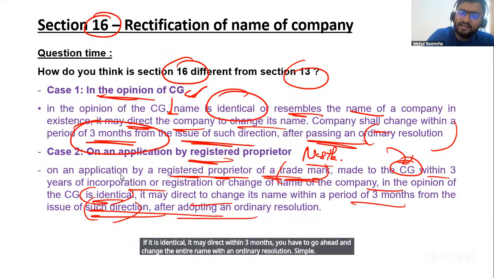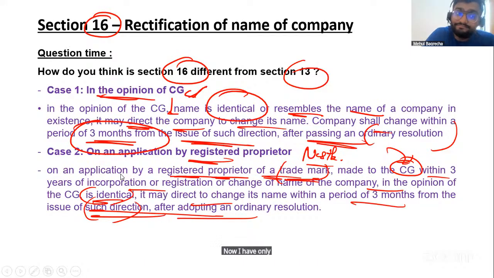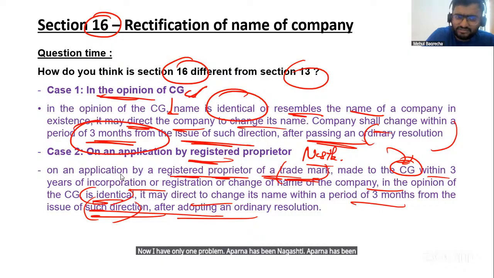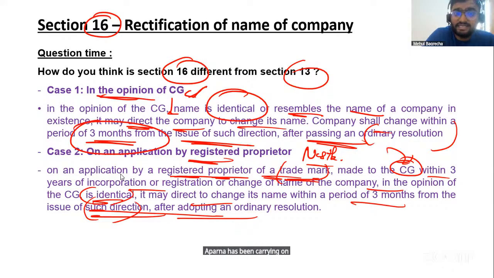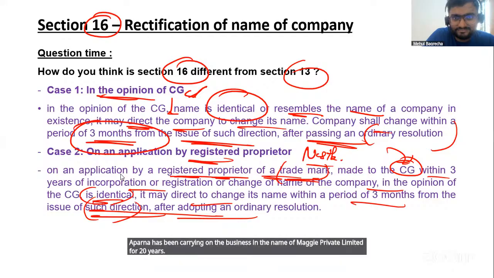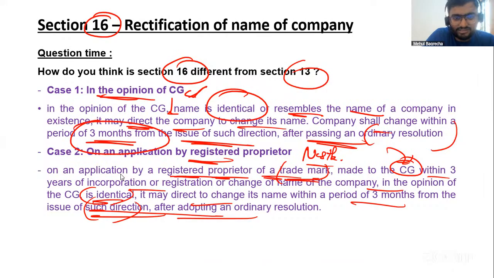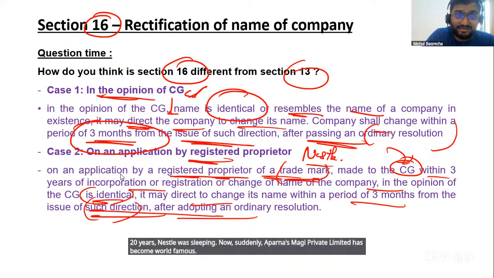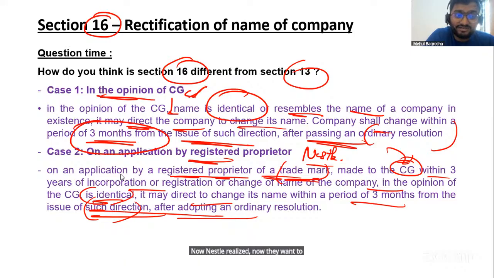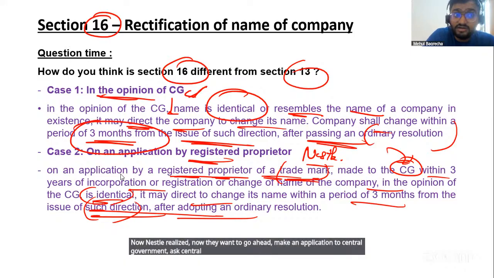Simple. Now I have only one problem. Aparna has been carrying on the business in the name of Maggie Private Limited for 20 years. For 20 years, Nestle was sleeping. Now, suddenly, Aparna's Maggie Private Limited has become world famous. Now Nestle has realized, and they want to make an application to central government, asking central government to give an order asking Aparna to change the name of her company.